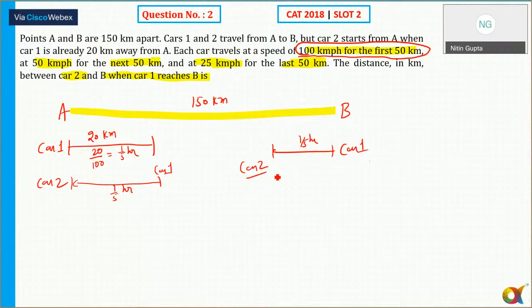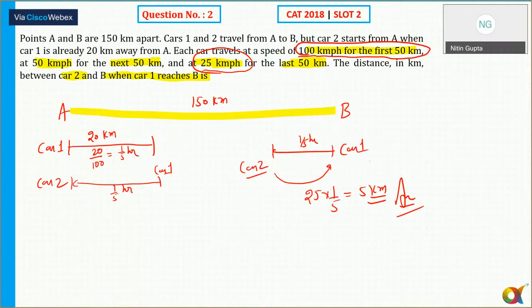And what is the total distance covered by car 2 in the last 1 by 5 hours? In the last stage, the speed is equal to 25 kilometer per hour. So I can say the distance traveled by car 2 is equal to speed 25 into 1 by 5, that is 5 kilometer. So the correct answer for this question is 5 kilometer.